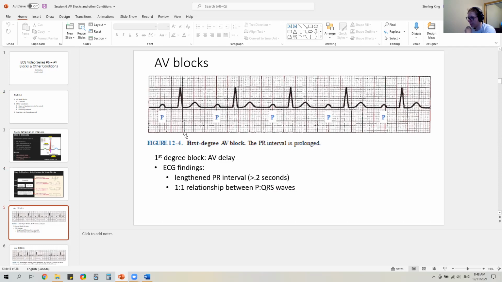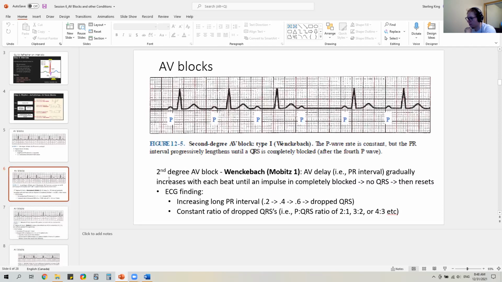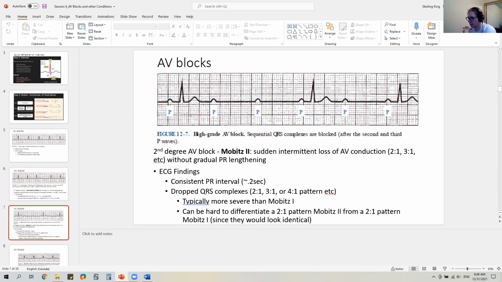So just showing that again, a little bit more detail. With the 1st degree, you're looking for a long PR interval and a 1-to-1 relationship. For 2nd degree Wenckebach or Mobitz 1, you're looking for an increasingly long PR interval with a constant ratio of dropped QRSs. So you see this P gets longer, and then dropped, long, and then short, longer, so on and so forth. 2nd degree, which is Mobitz 2.